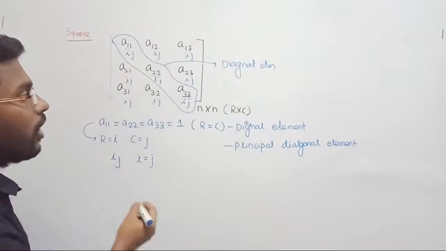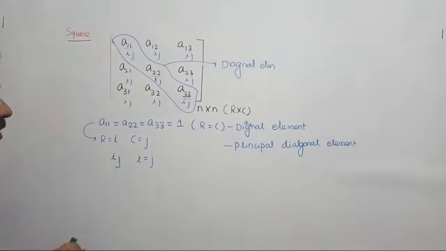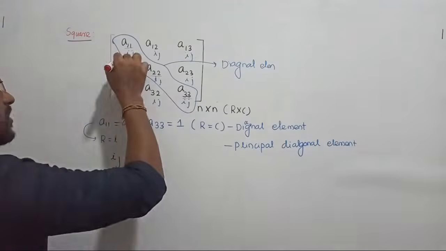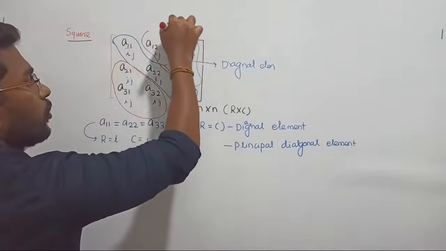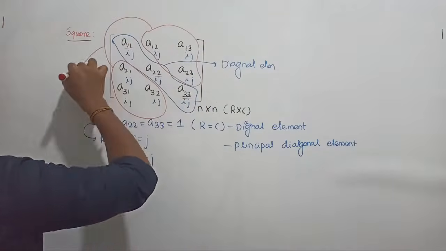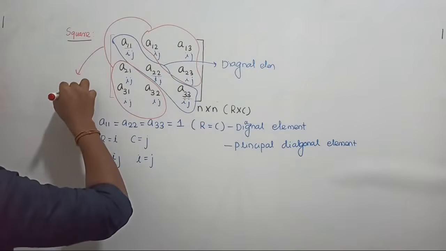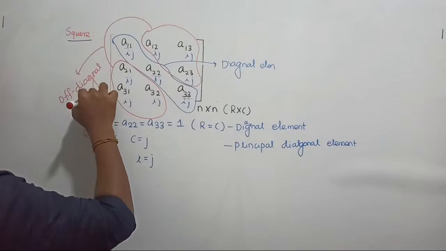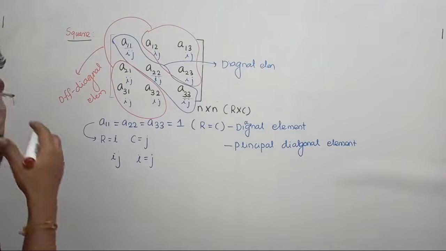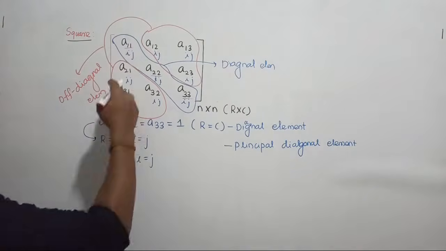Similarly, the rest of all the elements, these two together, are called off diagonal elements. Clear? I hope things are clear to you all, right? So this is called diagonal, and this is called off diagonal.